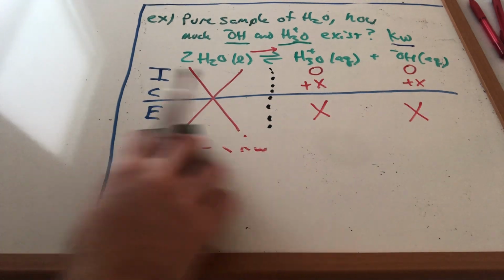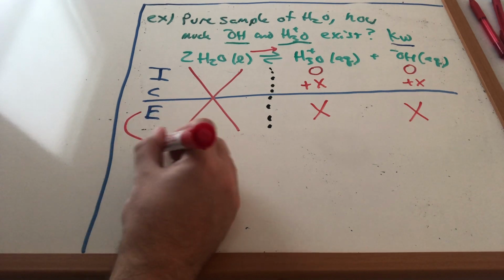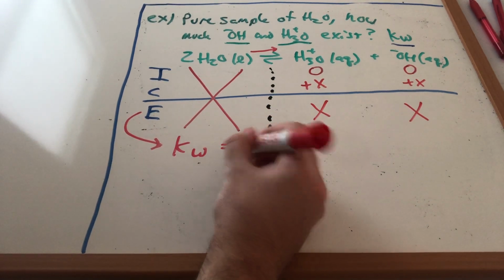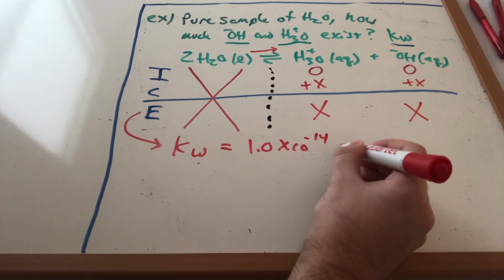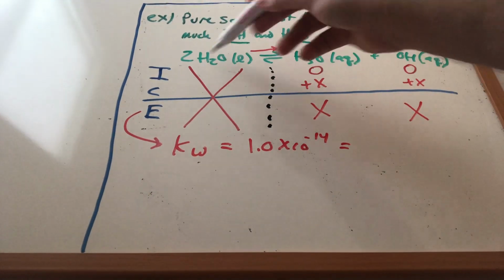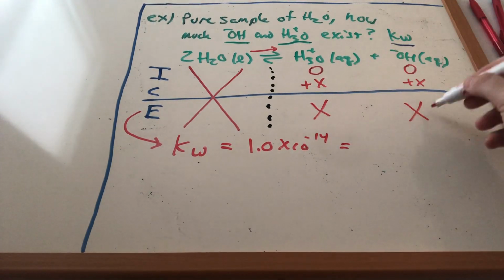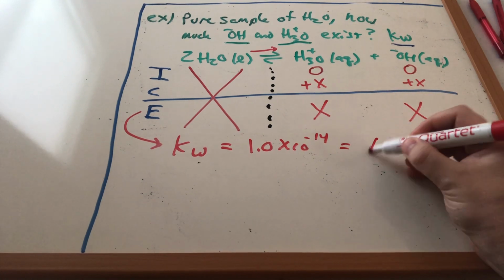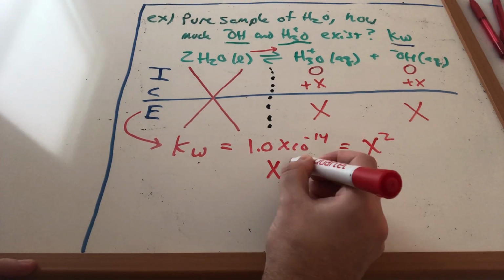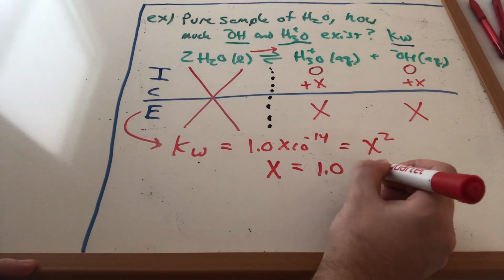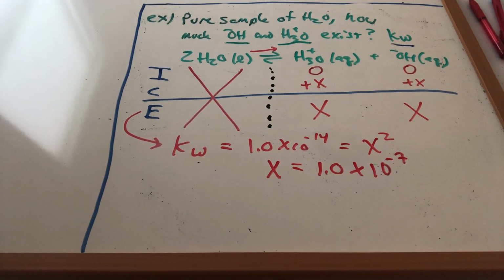Again, this is something you know how to do. We know our E information can go into a Kw expression. Kw is 1.0 times 10 to the minus 14. Liquid water doesn't show up. It shows up as a 1 in our K expression, so I'm just going to leave it out. Here are my products. It's X times X. It is X squared. So this is one of the easier ice tables we'll solve. All we have to do is take the square root of both sides, and we get that X is 1.0 times 10 to the minus 7th.